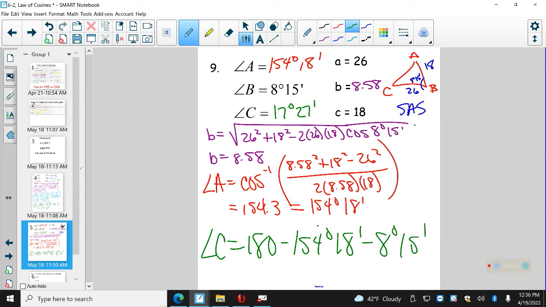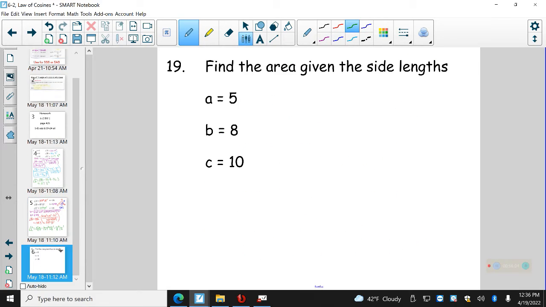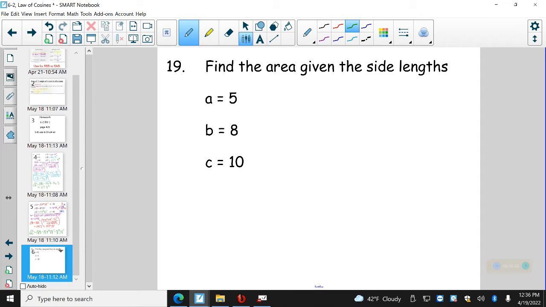Okay. Do we understand number 9? Any questions on that? Are we good? So I did a side, side, side, and I did a side, angle, side one. Now let's go to the last concept that you're going to have on your test or on your homework tonight, and that's going to be Heron's formula. Heron's formula is going to be talking about finding the area.